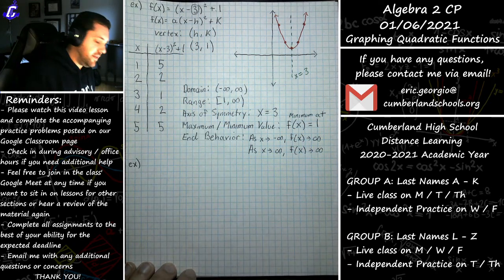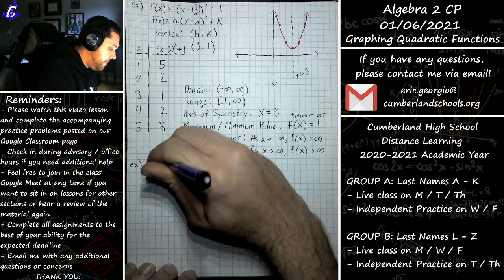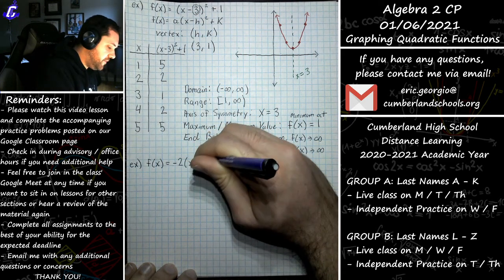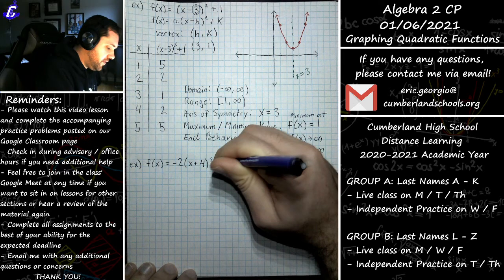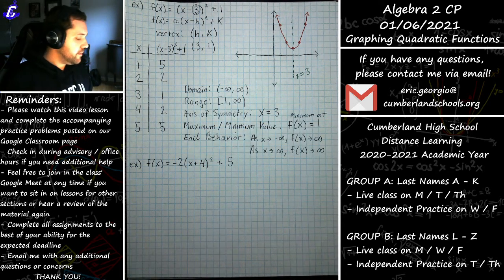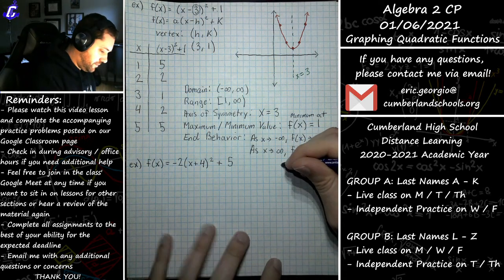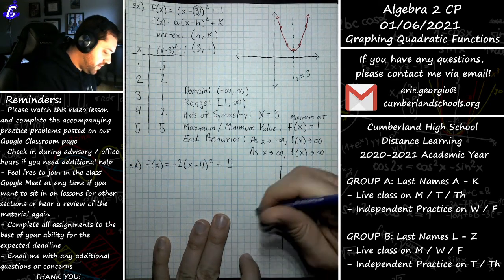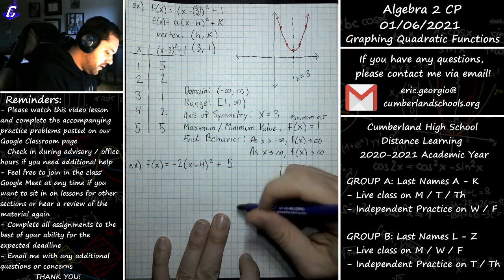What if I had something like this? f of x is equal to negative 2 times x plus 4 squared plus 5. All right, next example. Drawing my coordinate plane first so I can go ahead and start labeling things as they become important here.